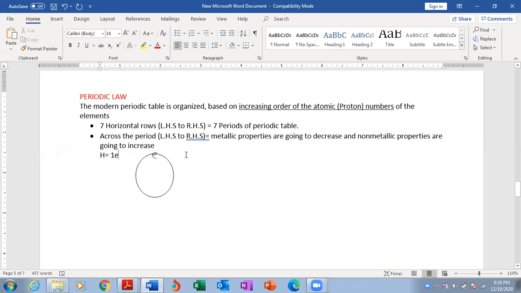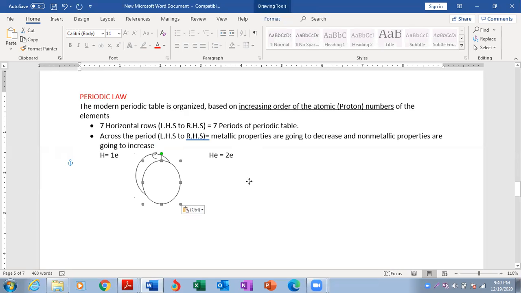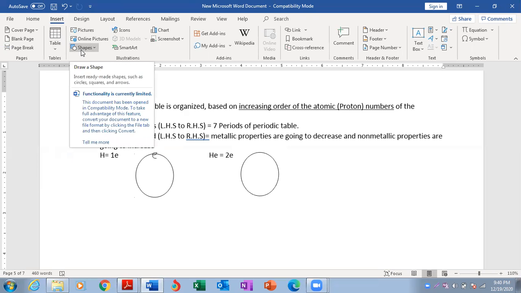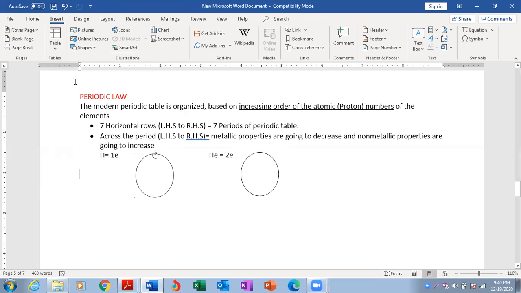Now what about helium? Helium, the second element of the first period, keeps two electrons. Am I right? Yes. Okay, now tell me how many shells are there? One shell, but with two electrons. Yes, definitely right. So it keeps one shell having the two electrons.